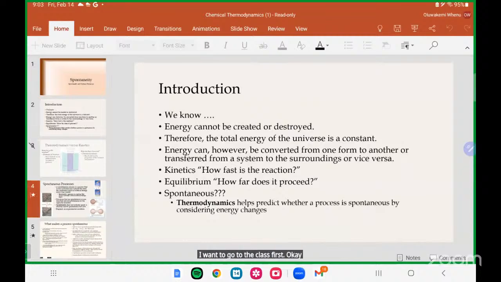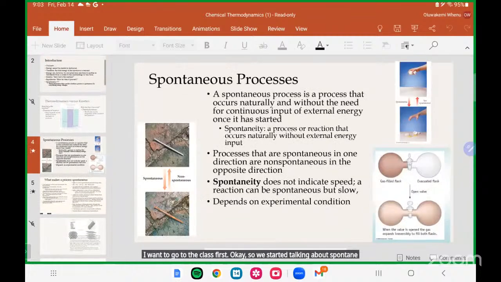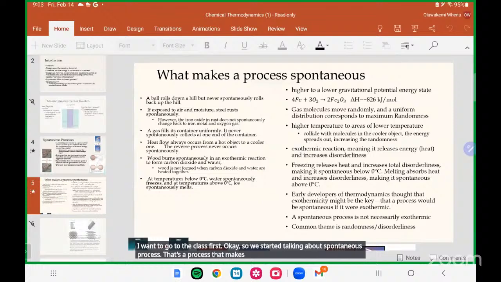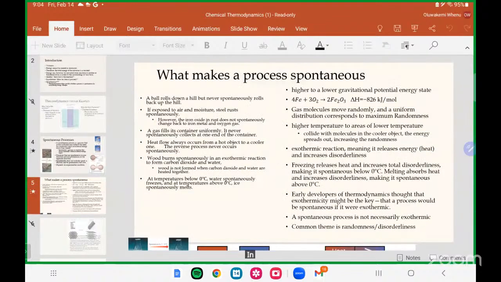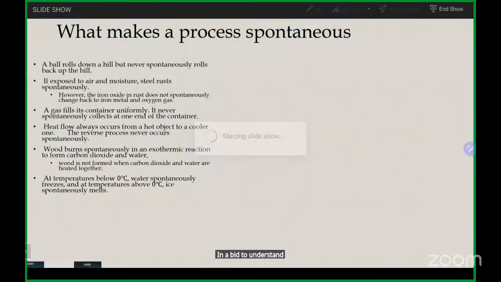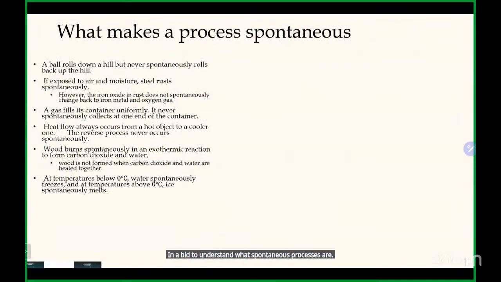Okay, so we started talking about spontaneous processes. That's a process that occurs without any external need. It just goes on its own. In a bid to understand what spontaneous processes are, these are examples of spontaneous processes.